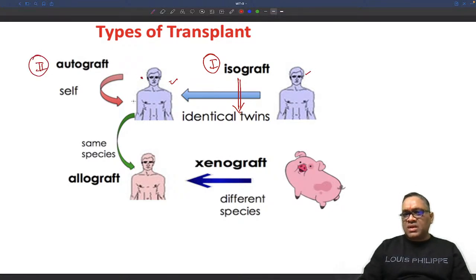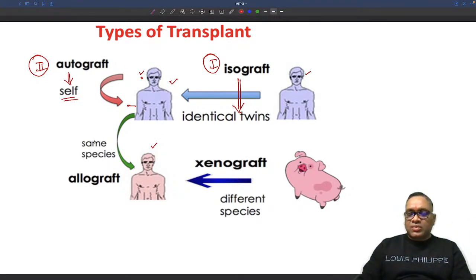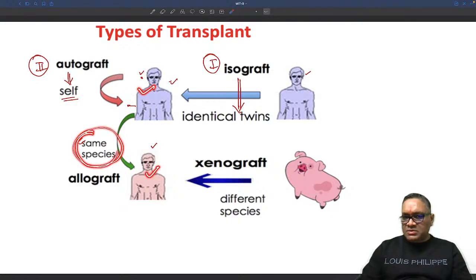So you have taken the skin from here and implanted it here, so that is called an autograft, meaning from the self, right? Autograft means self. Now you can see this individual and this individual, by color you can see both are different. But both are human beings, so they are the same species, right?